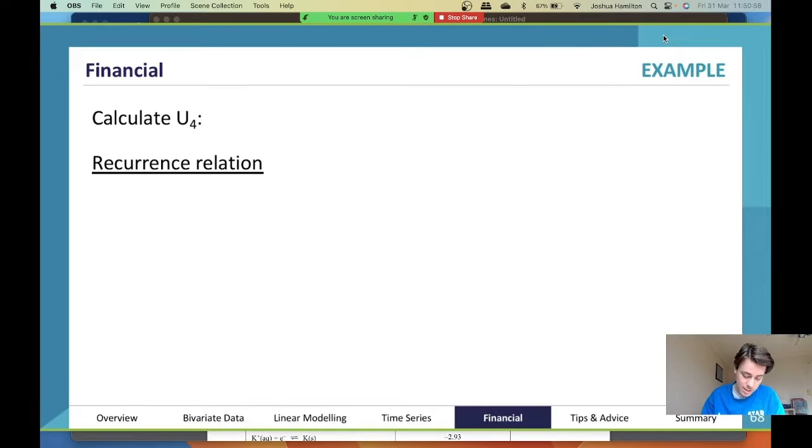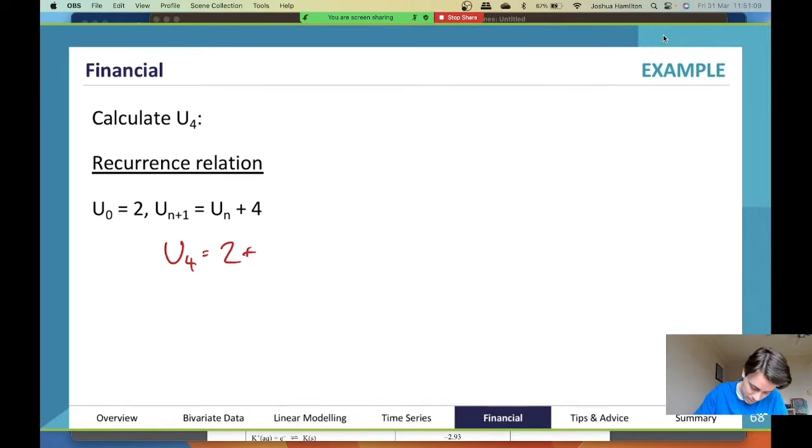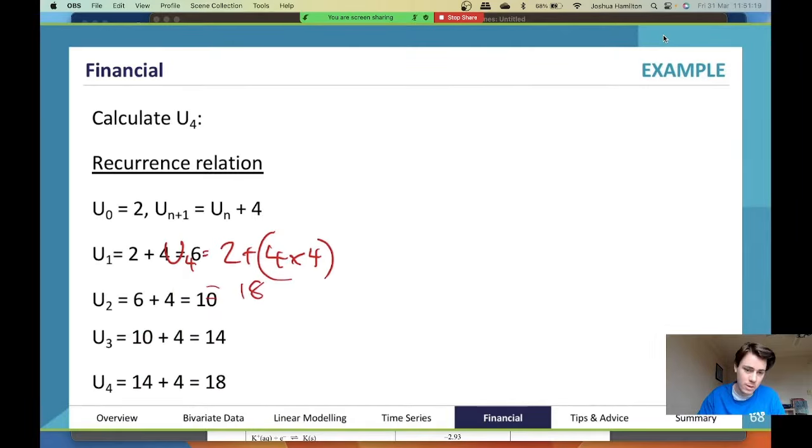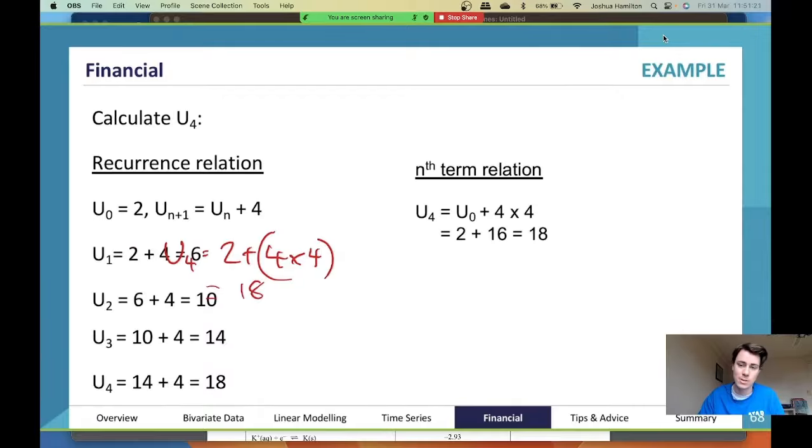So as you can see here, calculate U4. In this case you've got U0 equals 2. So what you would do is U4 equals 2 plus 4 times 4. So you get 16 plus 2 equals 18. Very simple way of doing it. You can go about it the long way like that, or you can do the nth term, and it's much, much quicker. So that's how you go about it there.